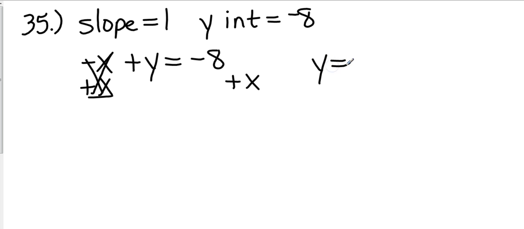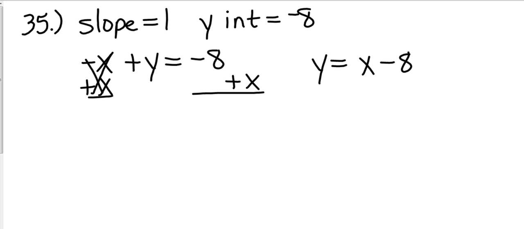And to put it in y equals mx plus b, I want to put the x first. So that's a positive x. And then I want to bring down the negative 8. Okay, the number in front of the x is 1. That's where I get my slope of 1. And then the number that stands alone is the negative 8, which means that's my y-intercept.